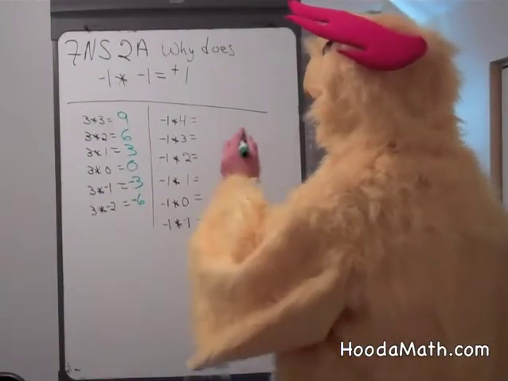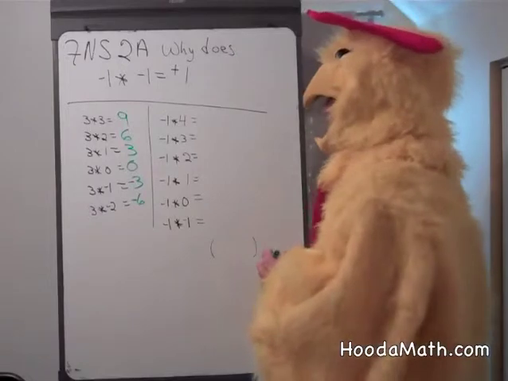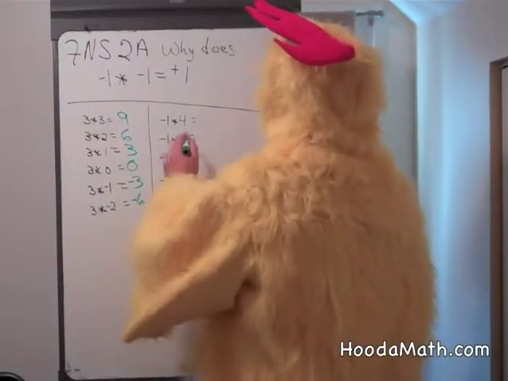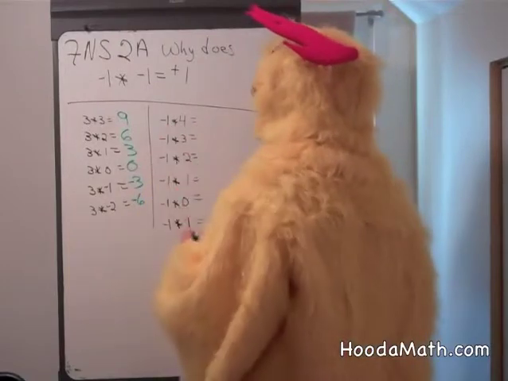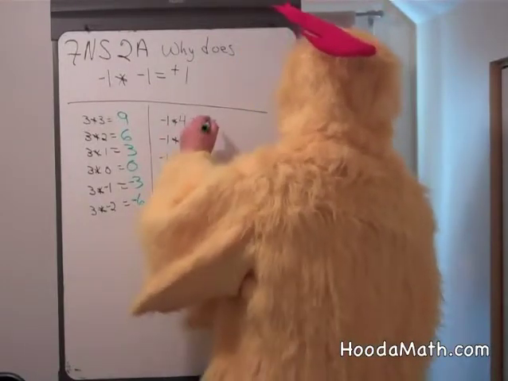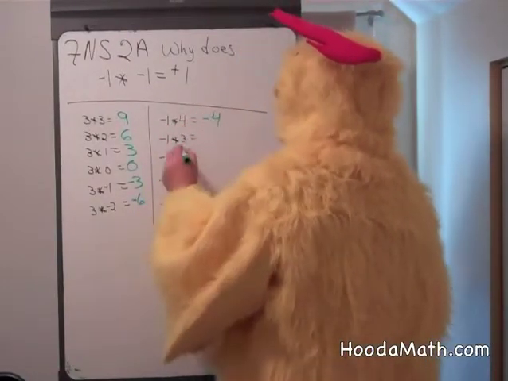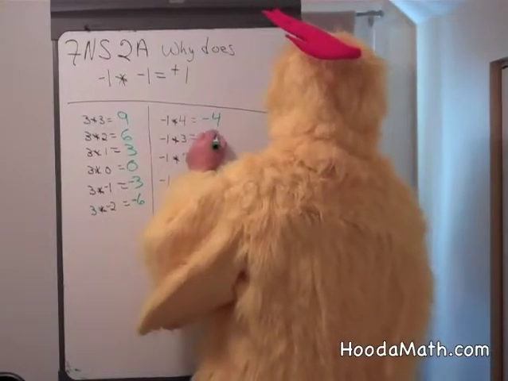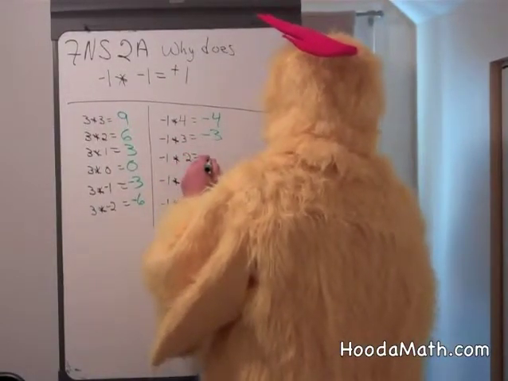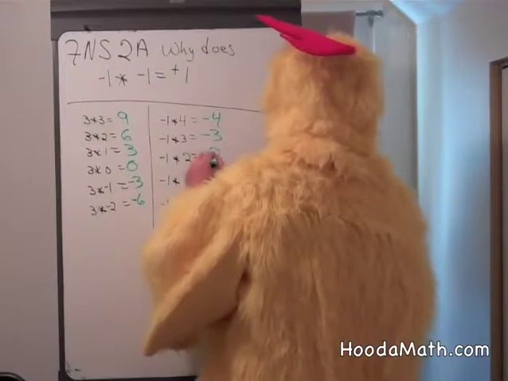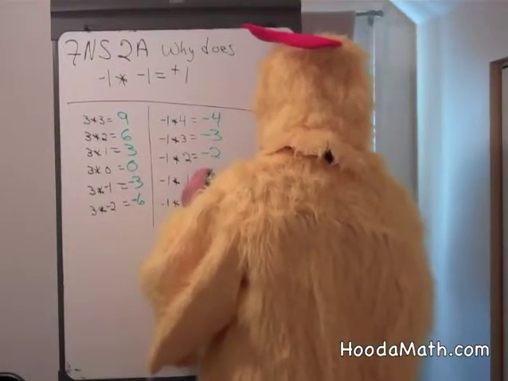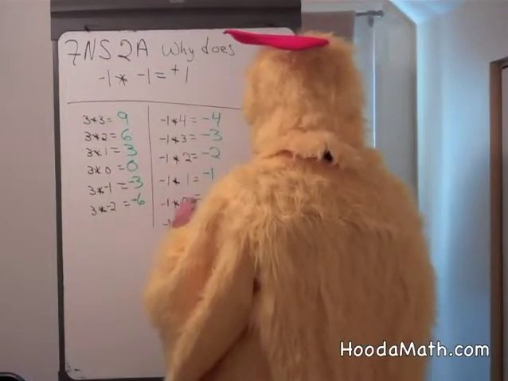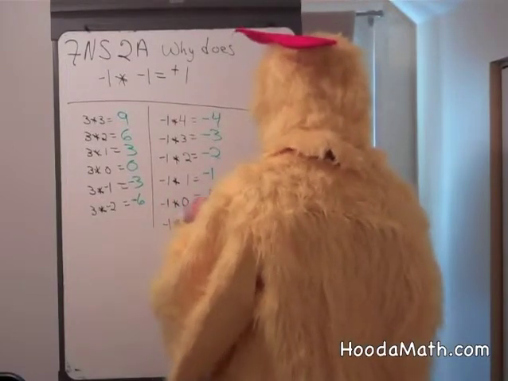Let's look at multiplying by -1. We can multiply -1 times 4 or 4 times -1. We have 4 -1s or -4. 3 -1s or -3. 2 -1s or -2. 1 -1, which is -1, and 0 -1s, which is 0.